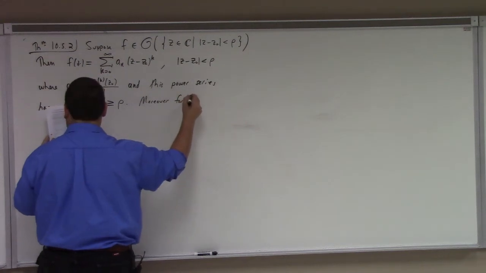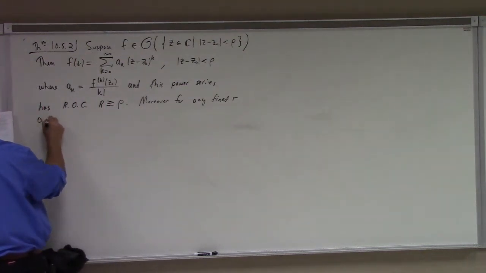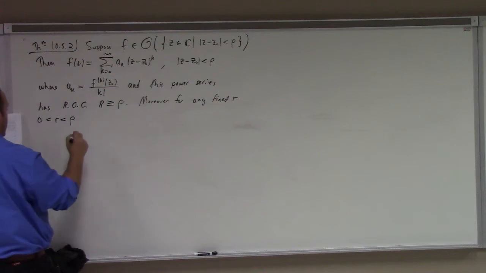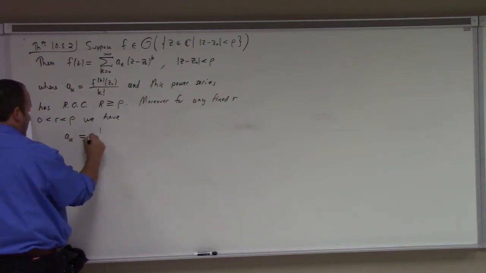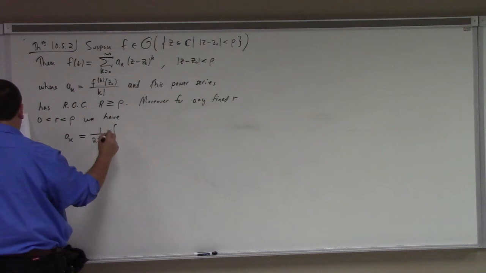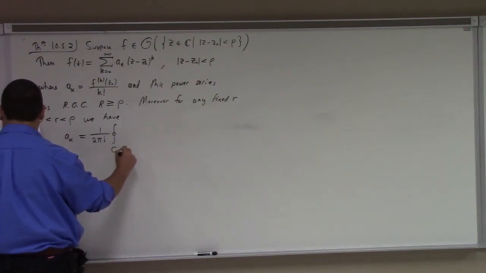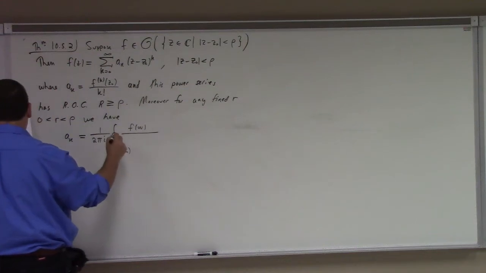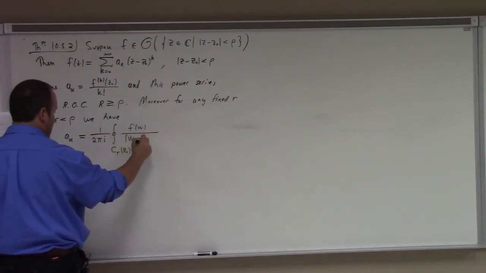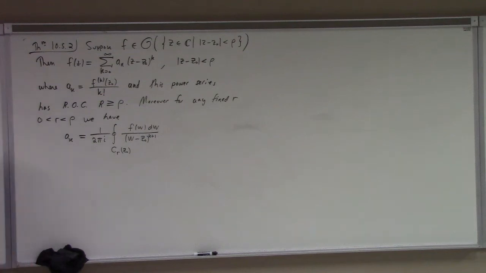All right. Moreover, for any fixed r, 0 less than r less than rho, we have that a sub k is also given by 1 over 2 pi i, the integral over the circle of radius r centered at z naught, f of w over w minus z naught to the k plus 1 dw. And that's for k greater than or equal to 0.